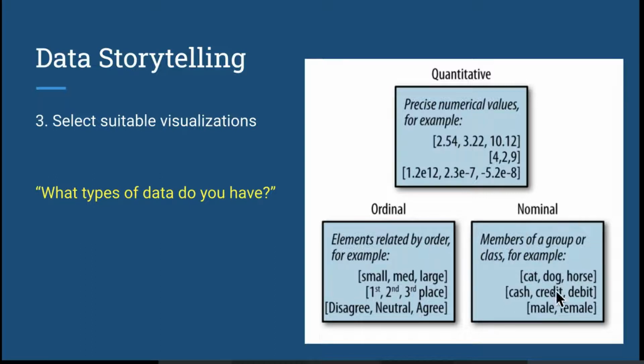Then of course we also have what we call nominal data. Nominal data refers to data which we can arrange in particular groups. Say for example, you have data such as cat, dog, and horse. These are data that you can group as animals, or let's say cash, credit, debit, which are information relating to finance. So these are what we call nominal groups of data. Depending on the kind of data, you might have to use different kinds of charts or visualization.